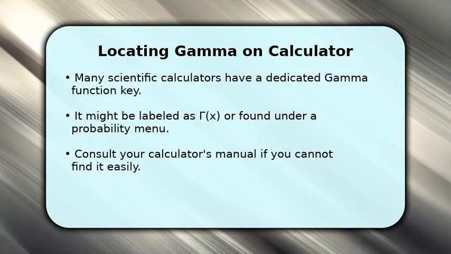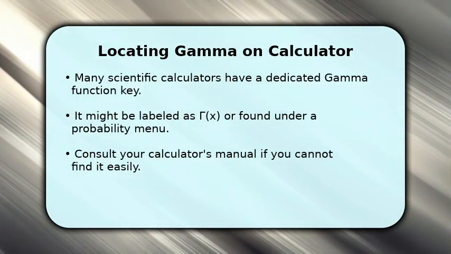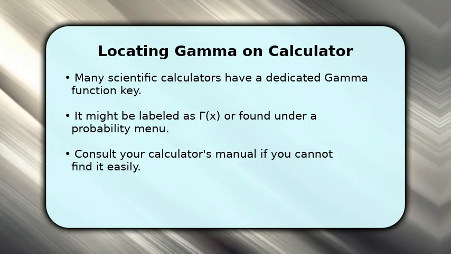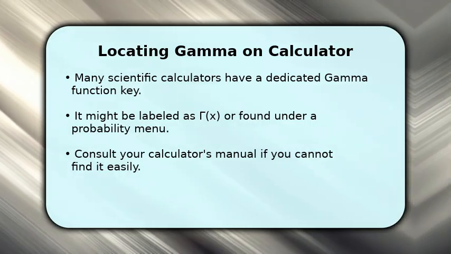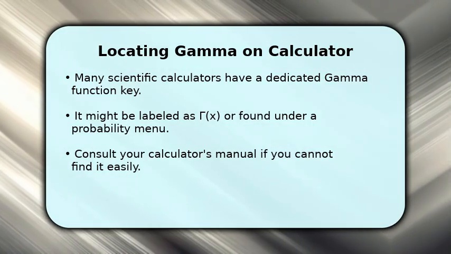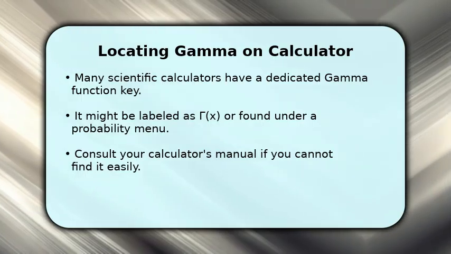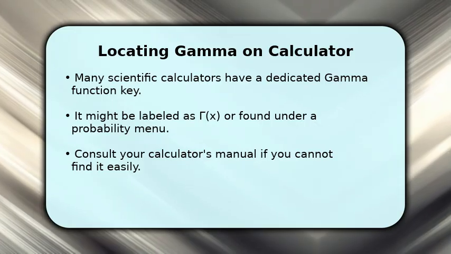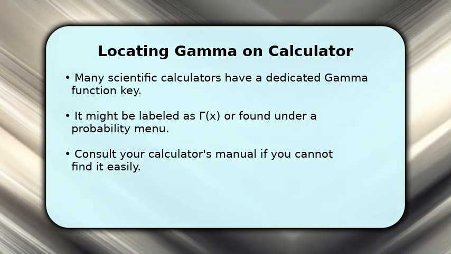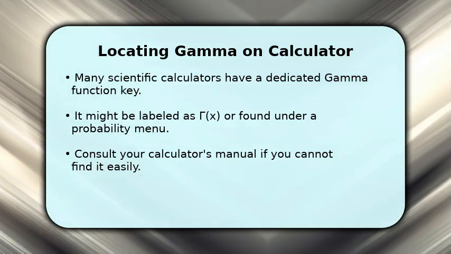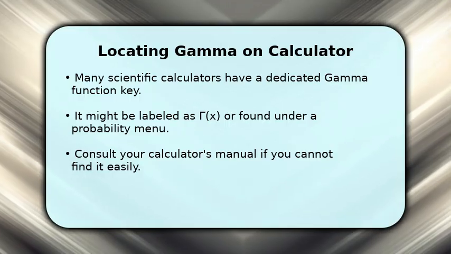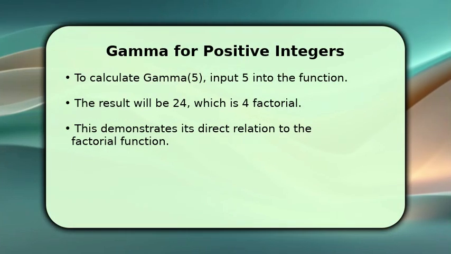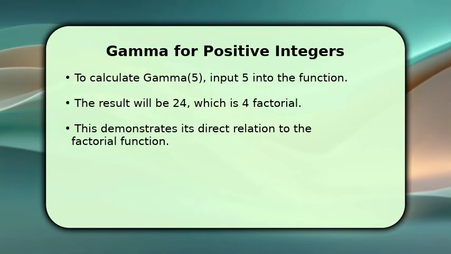Finding the gamma function on your calculator is the first step. While some advanced scientific calculators have a direct button labeled with the Greek letter gamma, Γ(x), others might have it nested within a probability or math menu. If you're having trouble locating it, a quick check of your calculator's instruction manual will usually point you in the right direction. Let's start with a simple example using a positive integer.